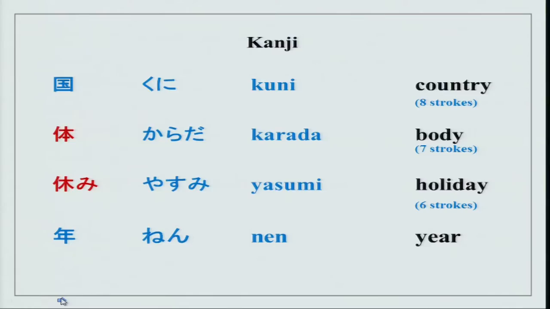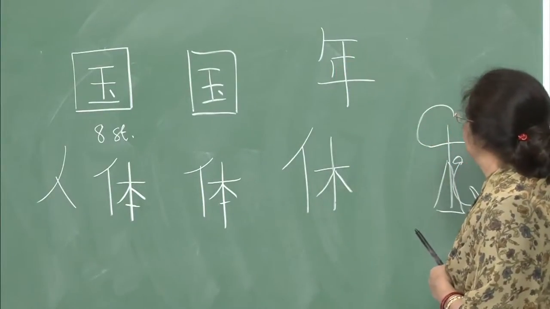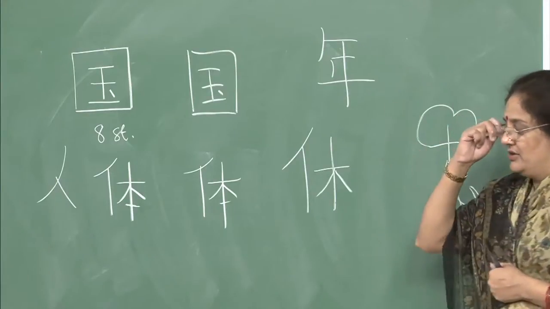Now the last one is nen. Nen means year. 1, 2, 3, 4, 5 and 6 over here. So it's a 6 stroke character. Now why nen? Because what happens is, as we were all agrarian society earlier, once a year you sow your grain. So it takes a certain amount of time to grow, to mature, and then again next year you sow it at a certain time. Thus it is associated with grain, and that's how it has come into being.